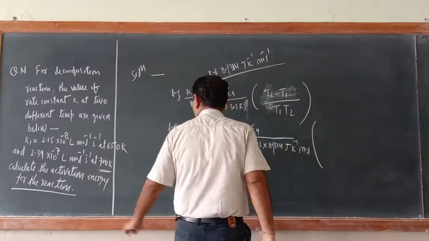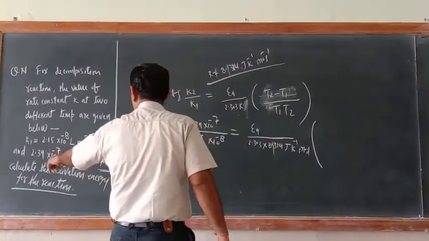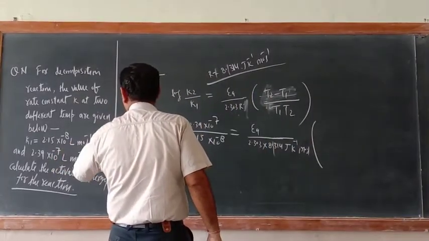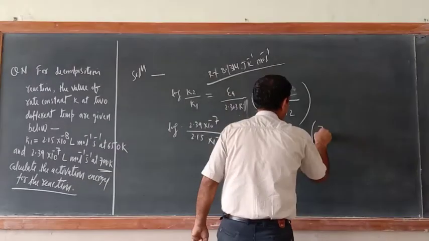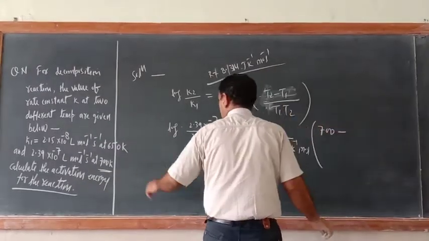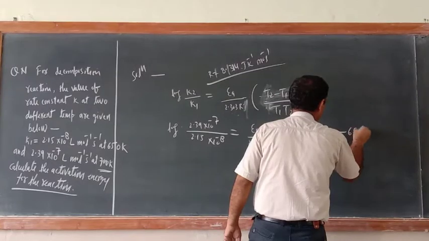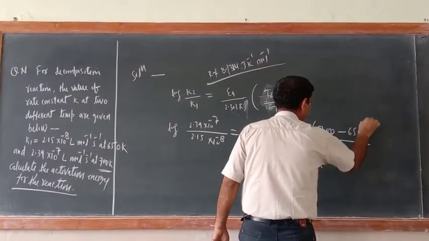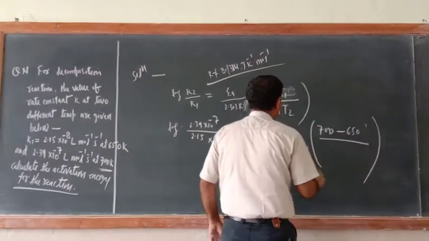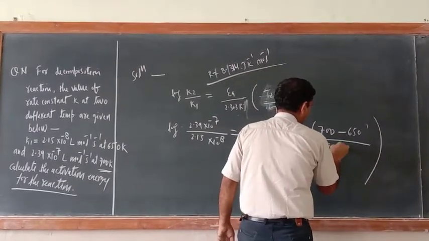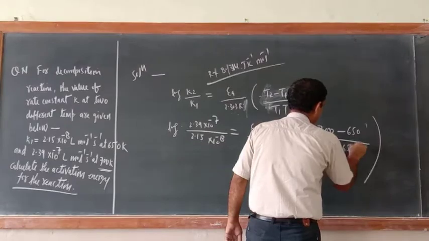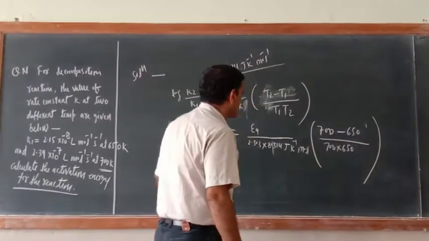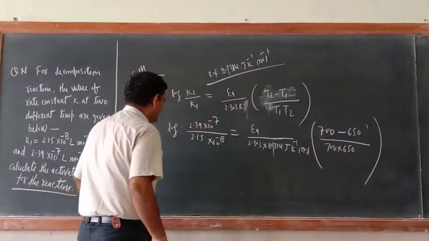Now just see. What is T2 here? Temperature is given. T2 temperature is 700. T1 temperature is 650. Divided by 700 into 650. So now you solve this one.